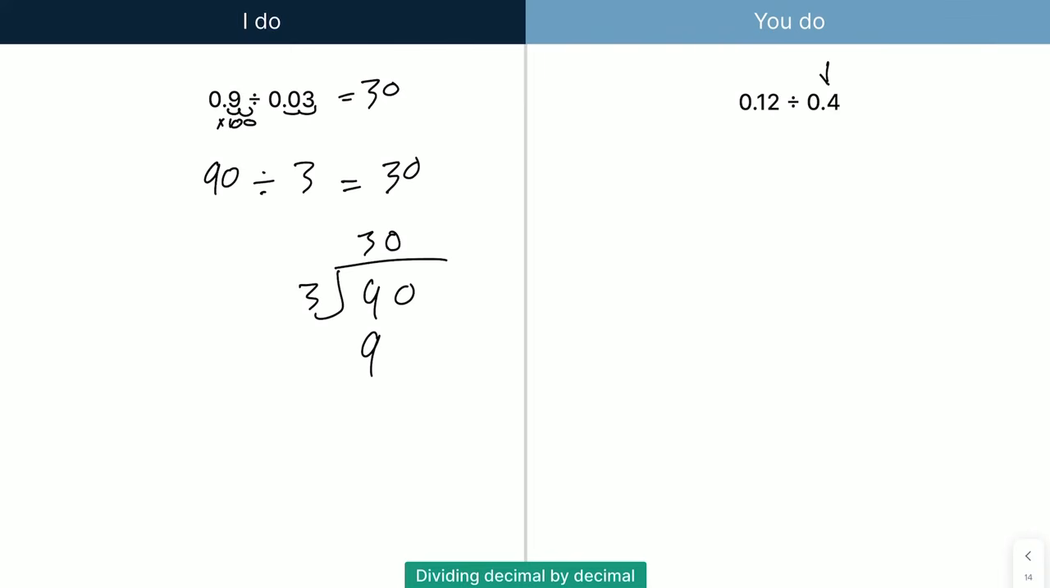Again, we are just interested in making this a whole number. So to make this a whole number, I'll multiply by 10, and here I'll multiply by 10. Now notice, we still have a decimal on the left, and that's fine. We don't really care about that. What we really care about is this number here not being a decimal.